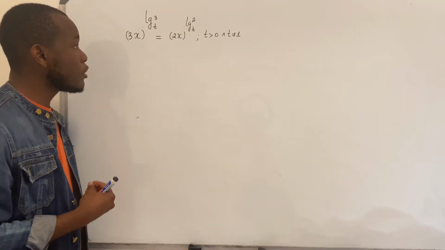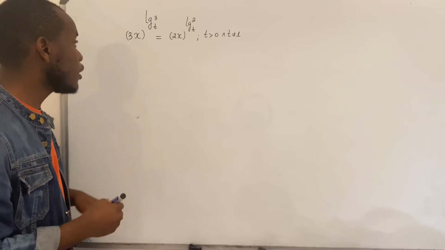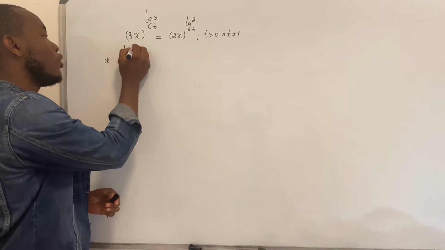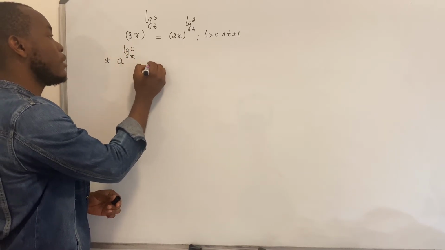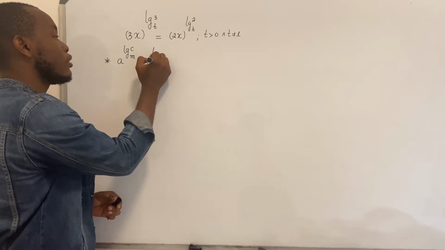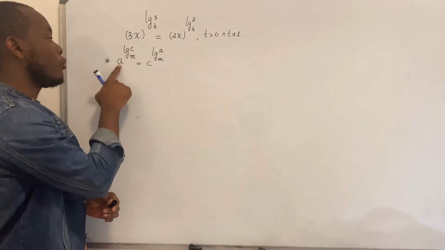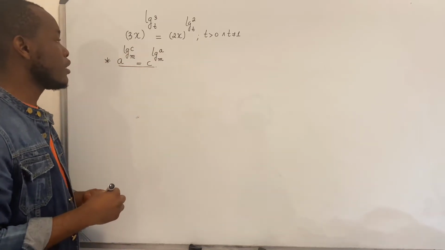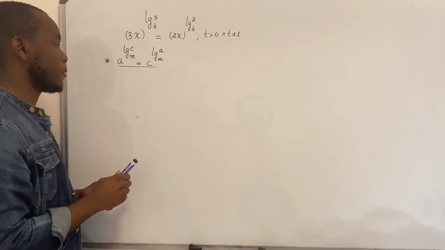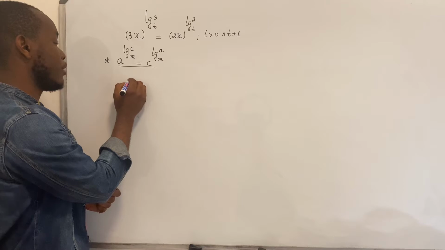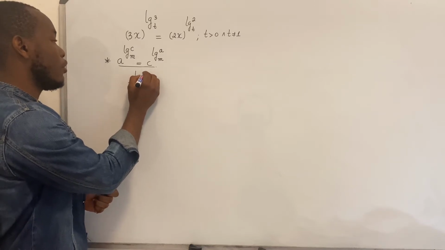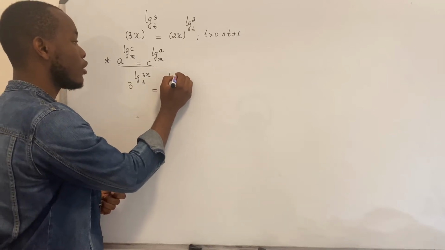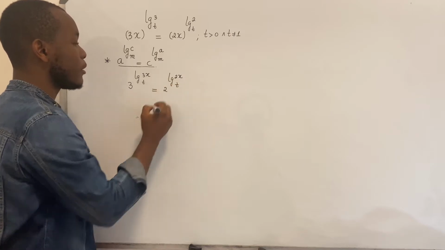Okay. For this approach, what we can first consider to apply is this property: a to the power log of c to the base m is the same as c to the power log of a to the base m. We change the base with the argument. We have to consider this rule. So we can apply this rule on both sides. If we do so, then we're going to have 3 to the power log of 3x to the base t equal to 2 to the power log of 2x to the base t.